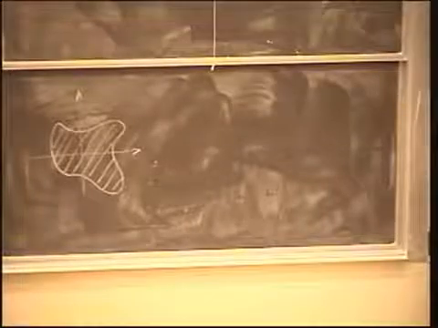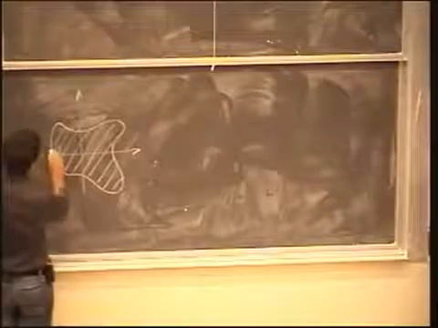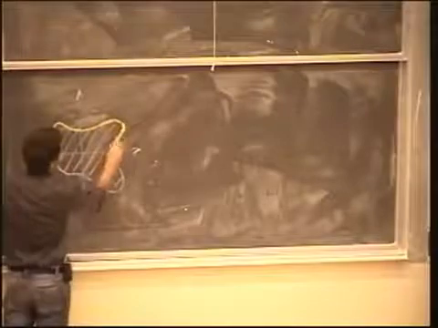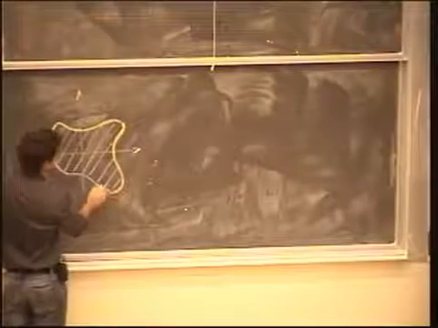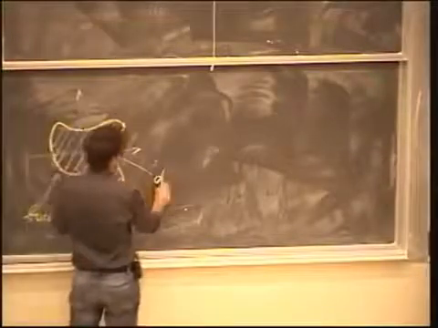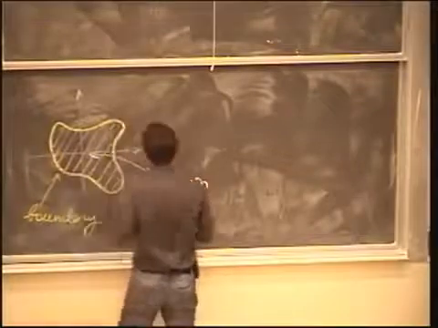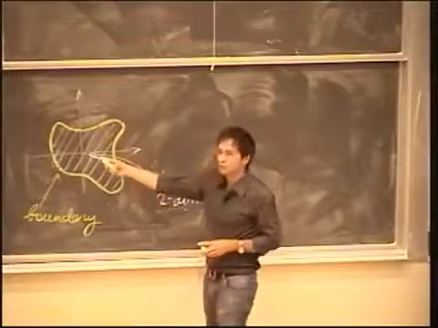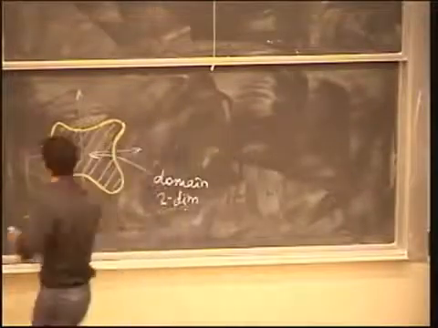In other words, in this subject, one of the most important things is to distinguish domains and their boundaries. Okay? So that's why I would like to emphasize it, and I would like to trace this boundary in a different color. Yellow. Okay? So this is the boundary. And this is a domain. These are two different things. This is a domain. For example, the domain is two-dimensional, right? It's on the plane. But the boundary is one-dimensional.